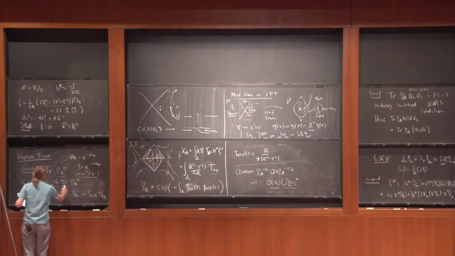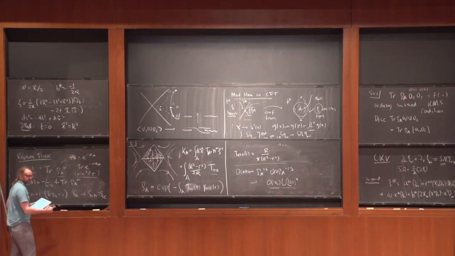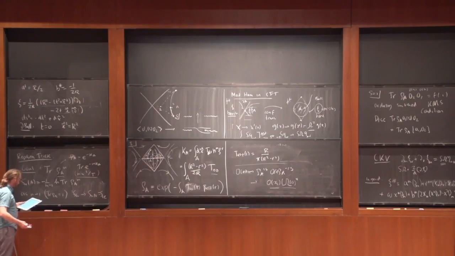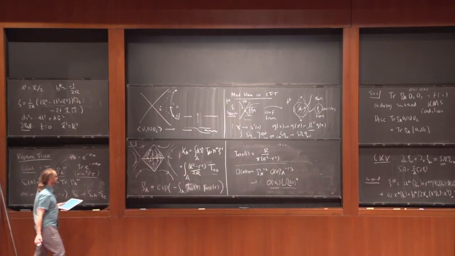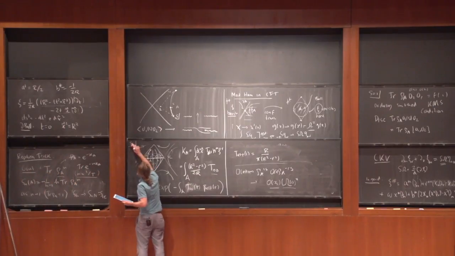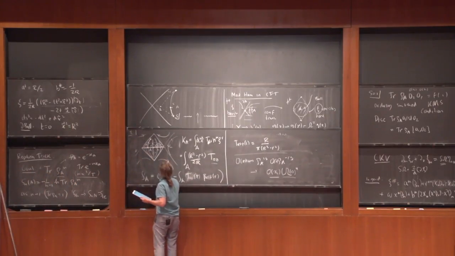But you know, this is just thinking of this as taking some density matrix and raising it to some power. But it turns out that when n is an integer, there's sort of another way to calculate these things. And that's the subject of the replica trick. So maybe let me leave it.